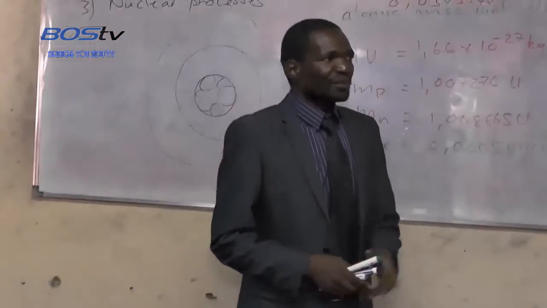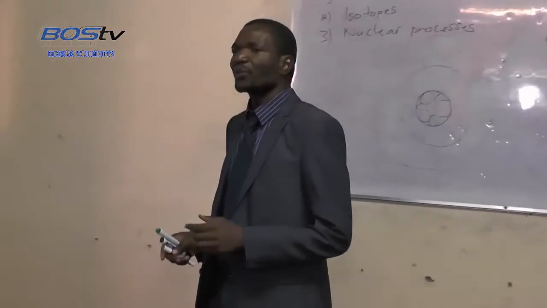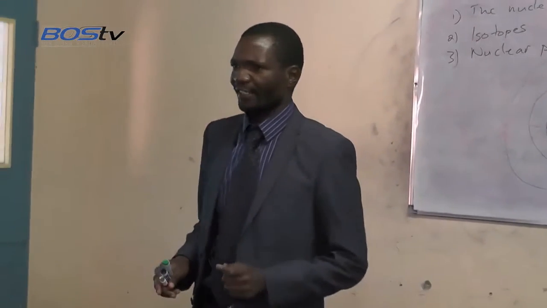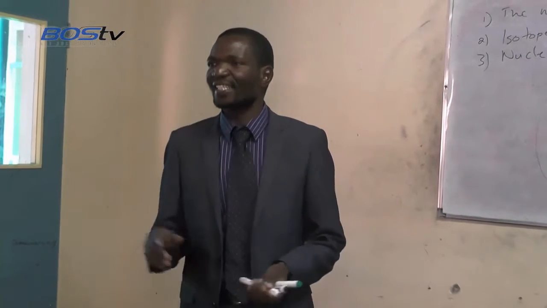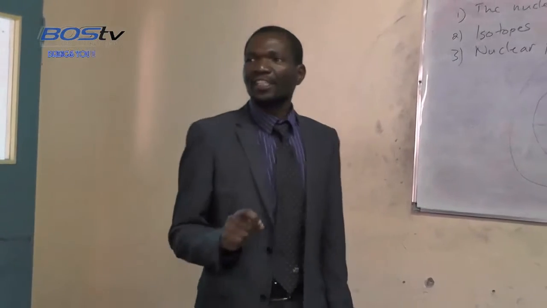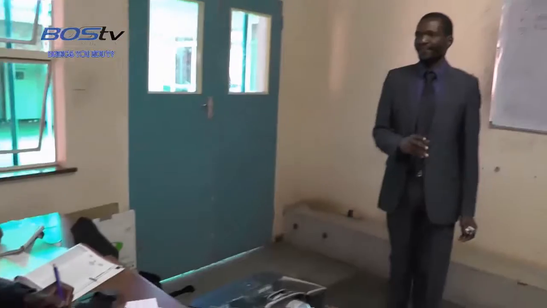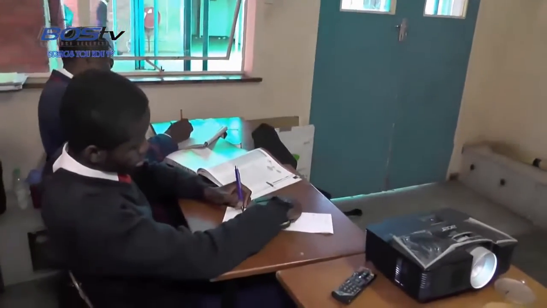So now, the difference between the expected mass and the actual mass is the one which we call the mass defect. So by definition, mass defect is the difference, you can write that down if you want, between the expected mass and the actual mass. That's the mass defect.